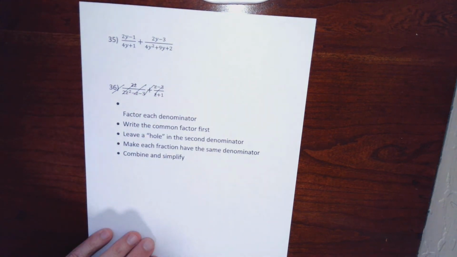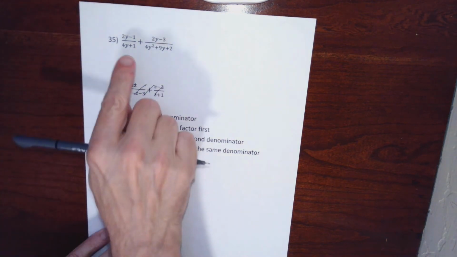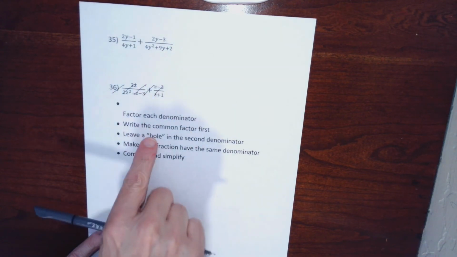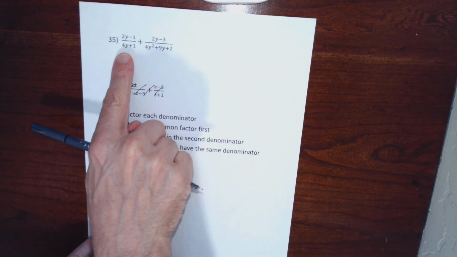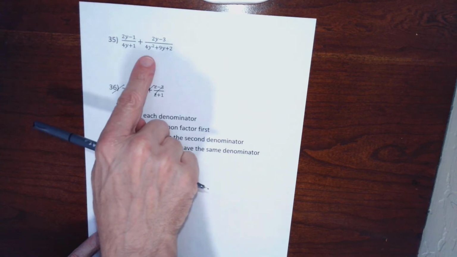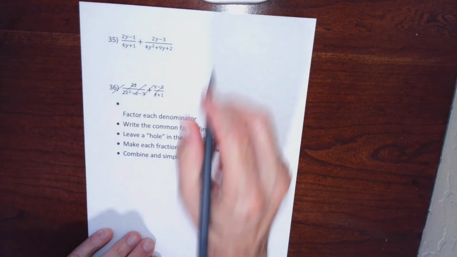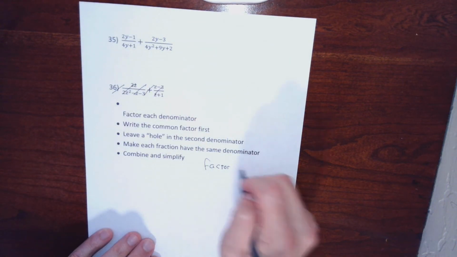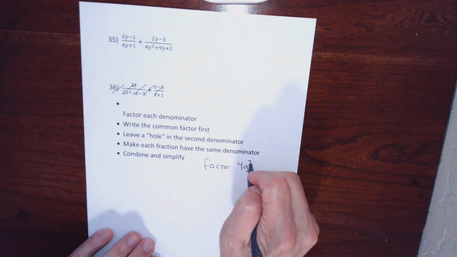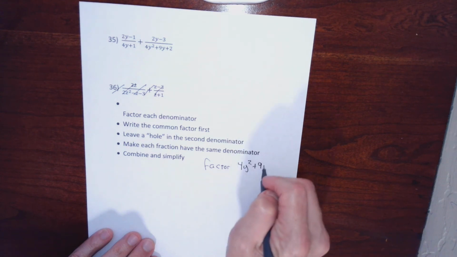And let's see what I can do. I would like to factor each denominator. That first denominator can't be factored. There's no exponent to give me multiple parentheses. There's no common factor. So to get started, I'm just going to factor the 4y squared plus 9y plus 2.